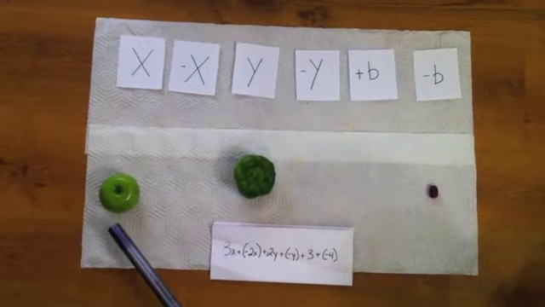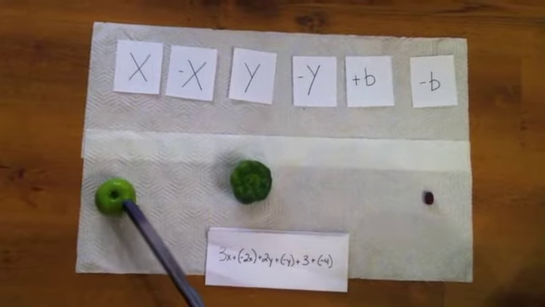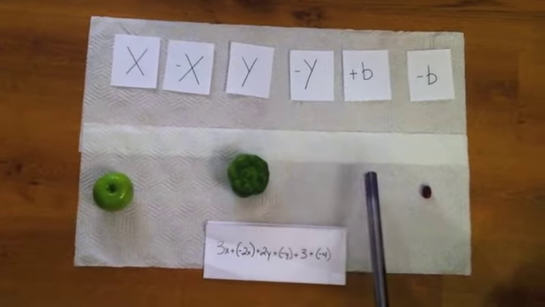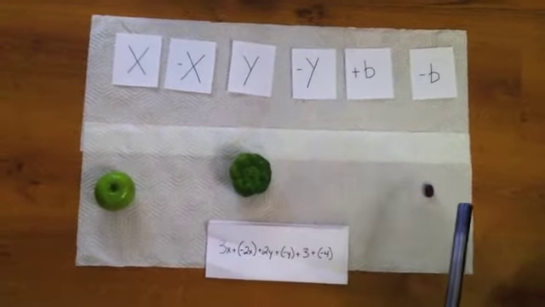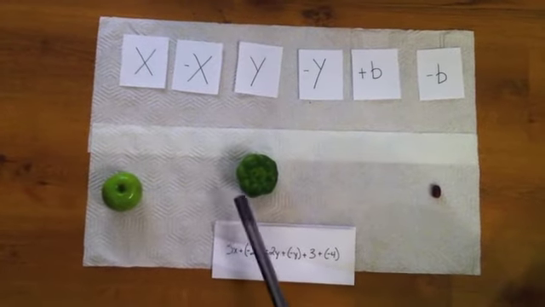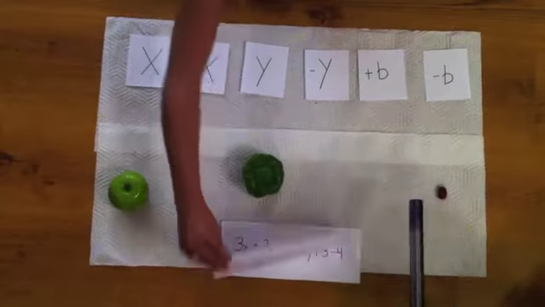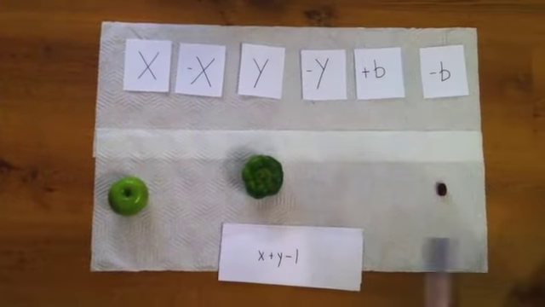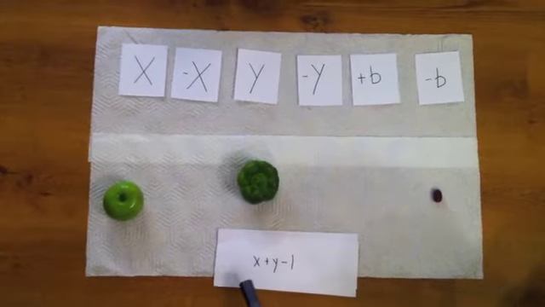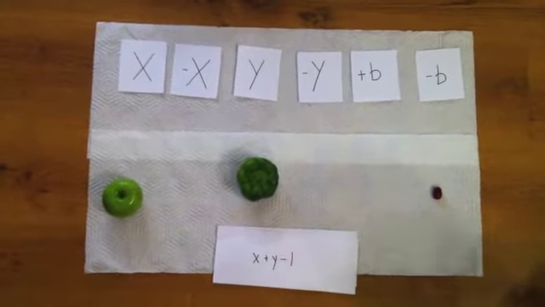By looking at this, we can see that we have 1x plus 1y plus 1 negative, or x plus y minus 1. And thus, we've simplified our original equation to x plus y minus 1.